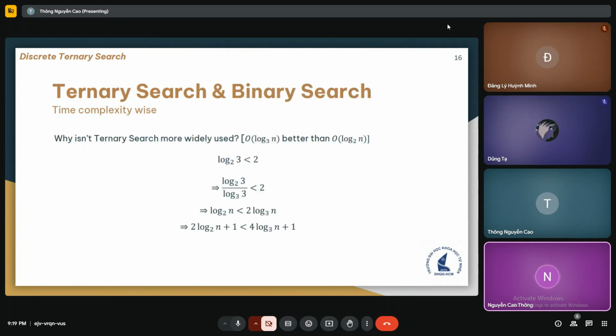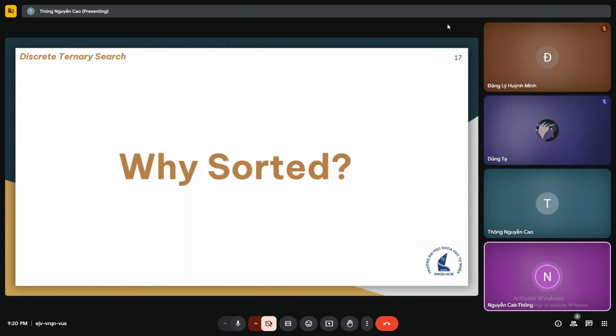So for the discrete ternary search, one question arises: why don't we use it if the time complexity is allegedly better? But if we really dive deep, ternary search isn't more effective than binary search. And obviously, the array that we search on needs to be sorted because the algorithm is based solely on the comparisons of the two midpoints and the target. If the array is not sorted, there's no way that the algorithm can run correctly.